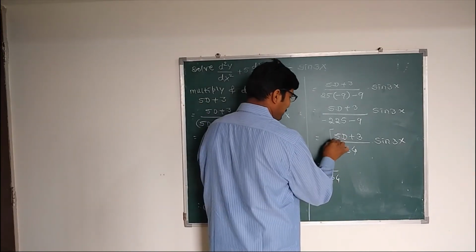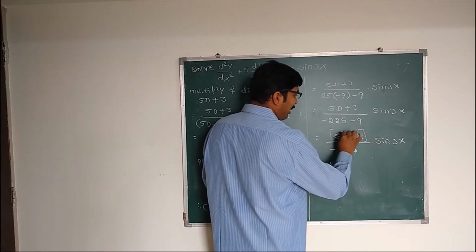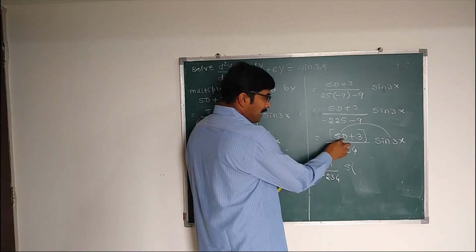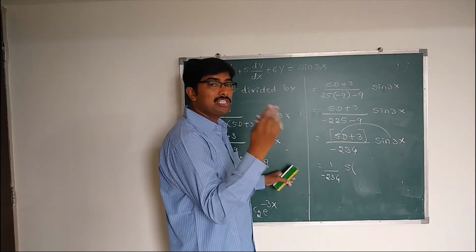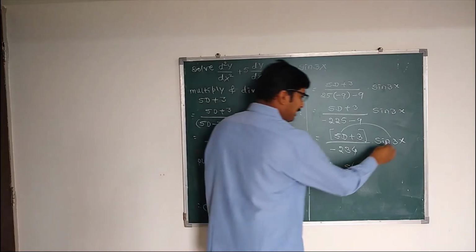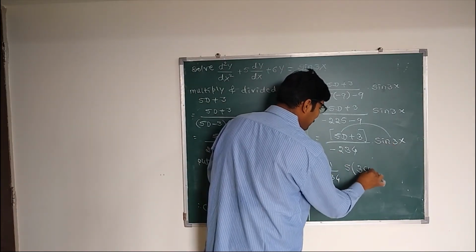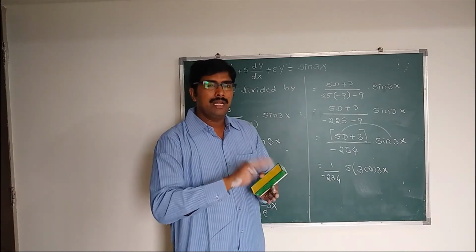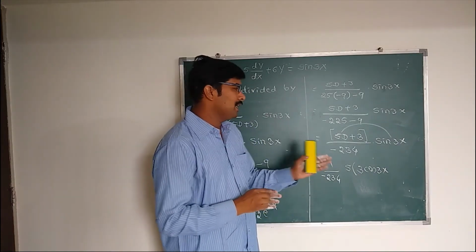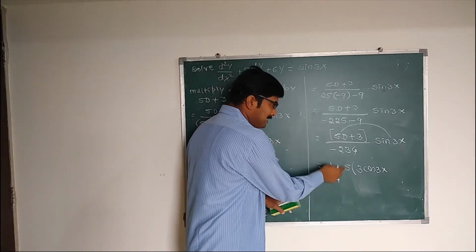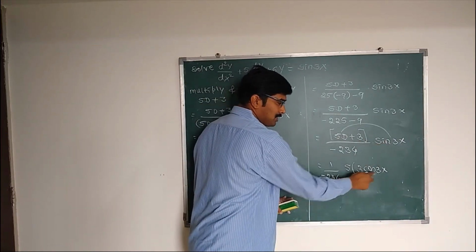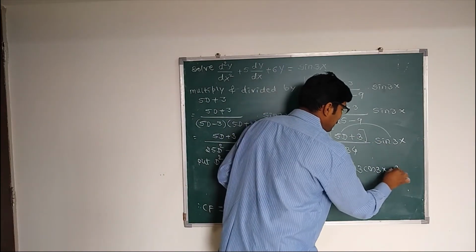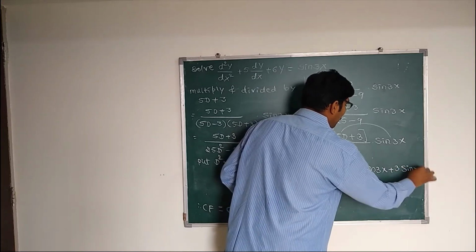Now we have to simplify this. Simplifying this means 5D of sine 3x, where 5 stays as it is. D of sine 3x means differentiation of sine 3x. And what is the differentiation of sine 3x? It is 3 into cos 3x, because the differentiation of 3x is 3. So 5 as it is, D of sine 3x is 3 cos 3x, and then plus 3 into sine 3x.